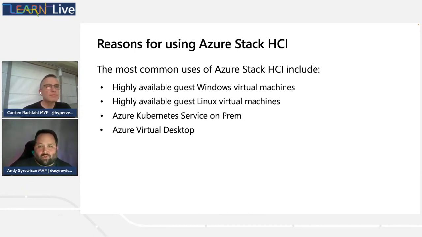And so back to the reasons why you would want to use this, knowing that it's in your data center. You're going to run virtual machines on it, Windows, Linux. You may want to run some containerization workloads. So you can actually run Azure Kubernetes Service on-prem using Azure Stack HCI. Same thing with Azure Virtual Desktop. So these were traditionally born in Azure services that you can now run on-prem using Azure Stack HCI.